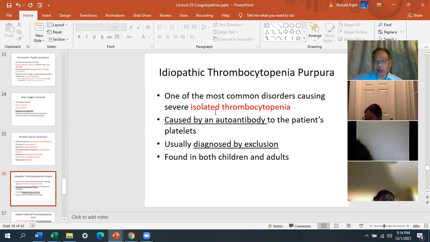And as I mentioned earlier, with the development of antibodies or autoantibodies, your platelet count can be low due to antibodies that are developed, and it's just chomping on your platelet count. So that's why you have thrombocytopenia. And usually it's diagnosed by exclusion. You do a lot of tests and you can't determine anything from all the tests that you do. So it's usually diagnosed by exclusion, which is not really a good way to diagnose a disease. ITP is found in both children and adults.